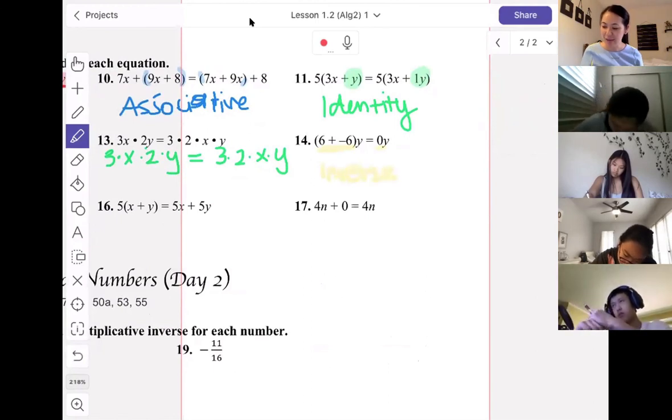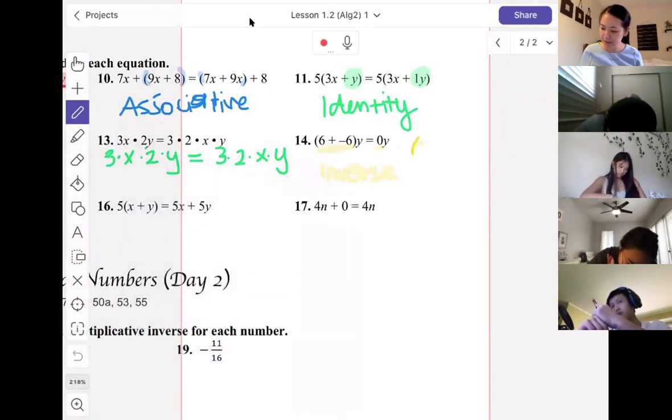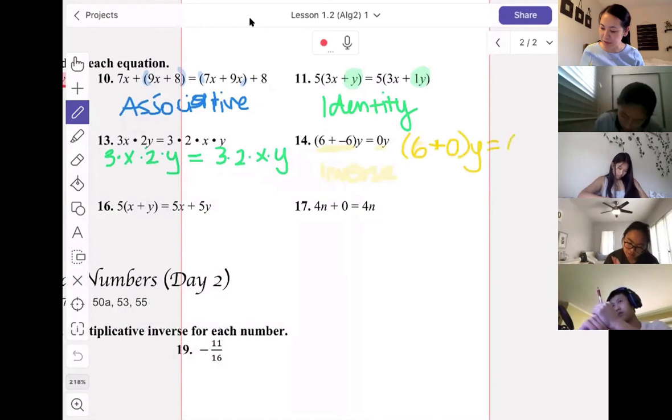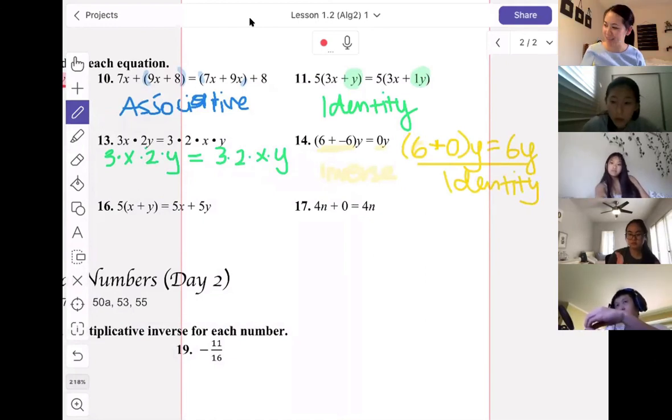Inverse. Identity would have been like if it said 6 plus 0y is equal to 6y. That would have been identity. Does that make sense? Do you see the difference? Okay. All right. Let's go to number 15. 15, tell me what you guys got. Let's see. Gio, what did you guys get for number 15?